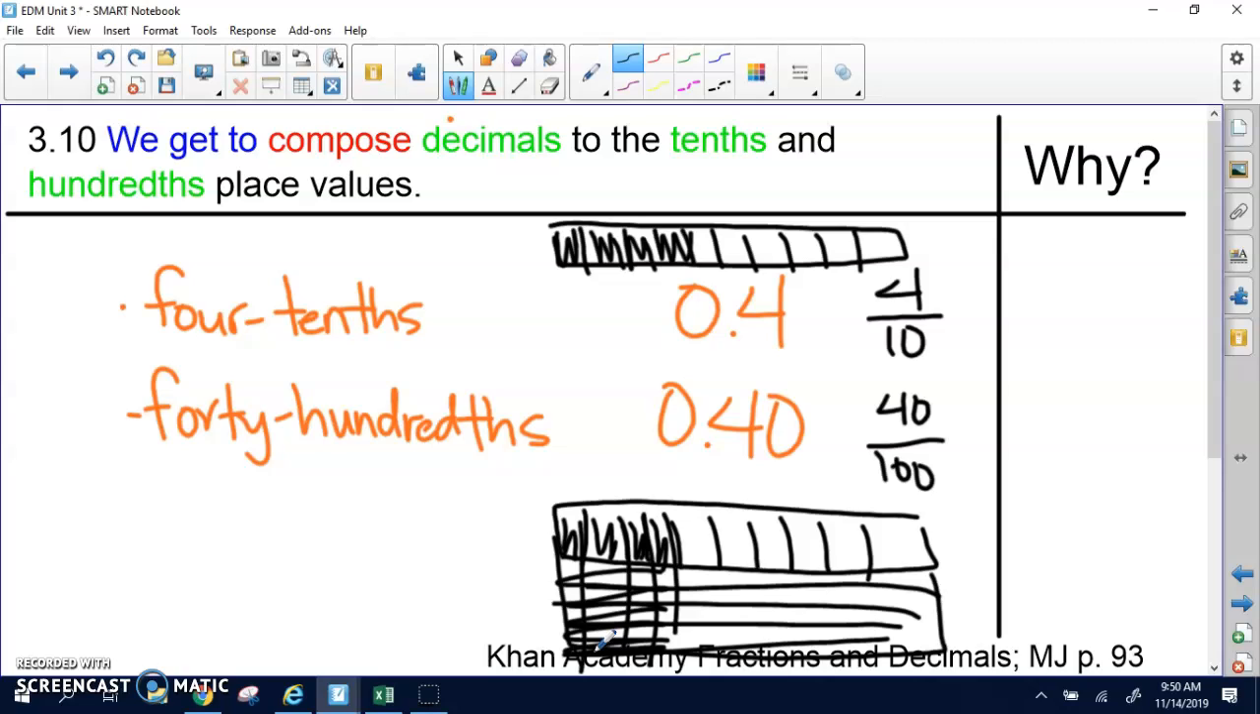Thumbs up, thumbs sideways, thumbs down. How are you feeling about this specificness about your place value, being equal but changing based on the name of the place value, tenths and hundredths? And how are you feeling about using this language, saying 4/10, turning it into a fraction like this, or 40 hundredths, turning it into a fraction like this? Thumbs up, thumbs sideways, thumbs down.